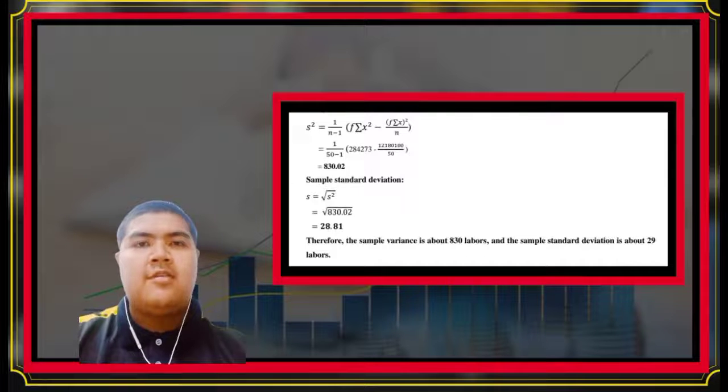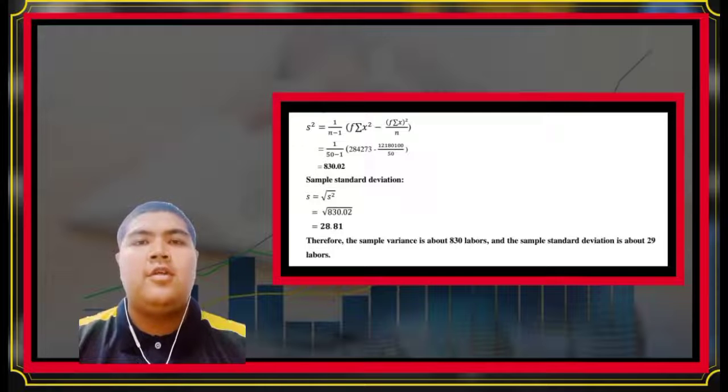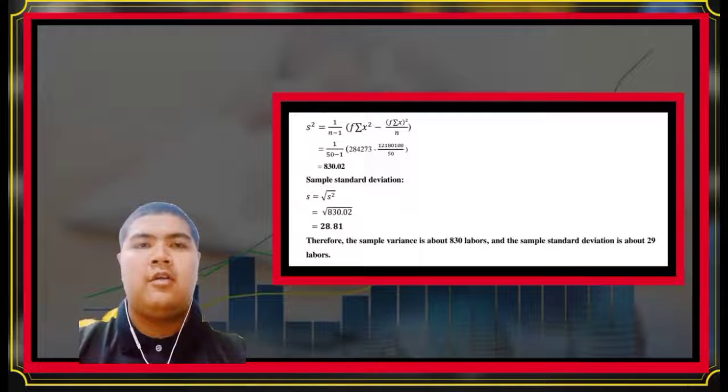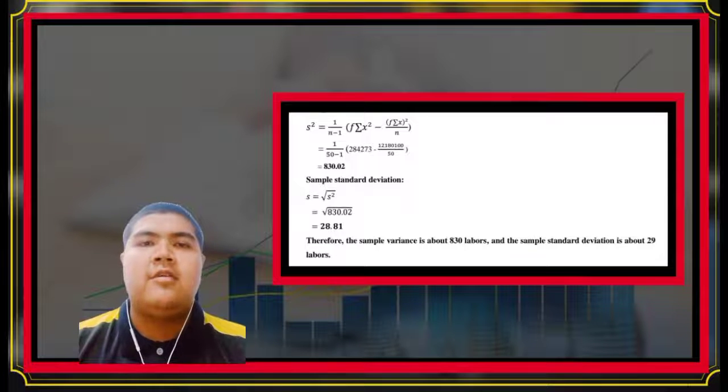The last one is the sample standard deviation. To get this answer, you need to follow this formula: S equals square root S square. So the calculation will be square root 830.02 and we got the answer 28.81. And we round off the answer to the nearest number and it will be 29.